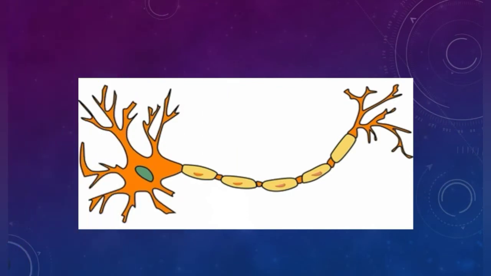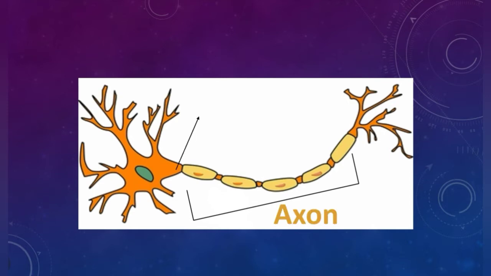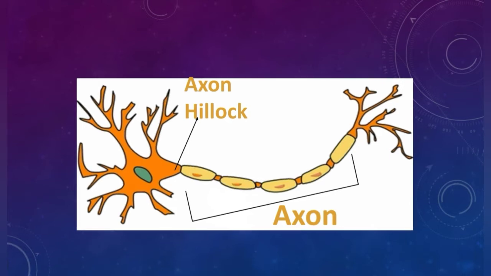Extending from the cell body is a long process or extension called the axon. This extension arises from a specialized region called the axon hillock. In most neurons, the axon accounts for majority of the length of the neuron. The axons are specialized for the conduction of impulses away from the cell bodies.